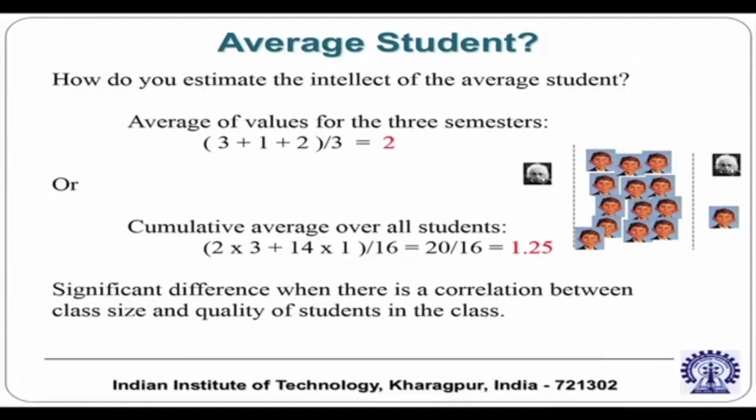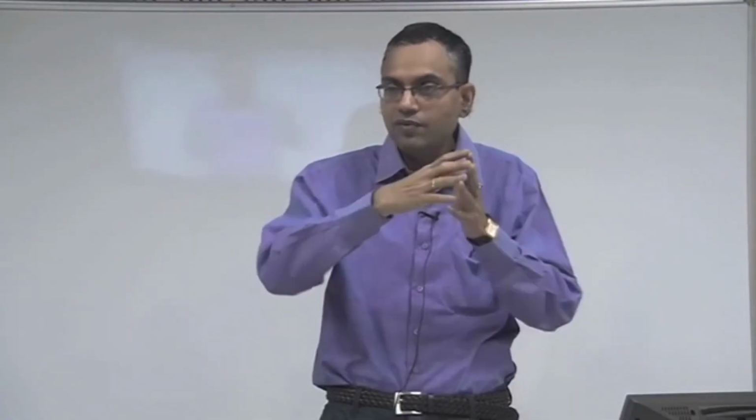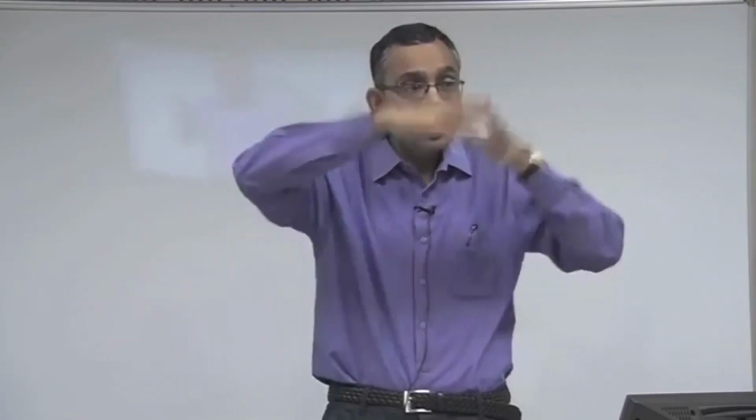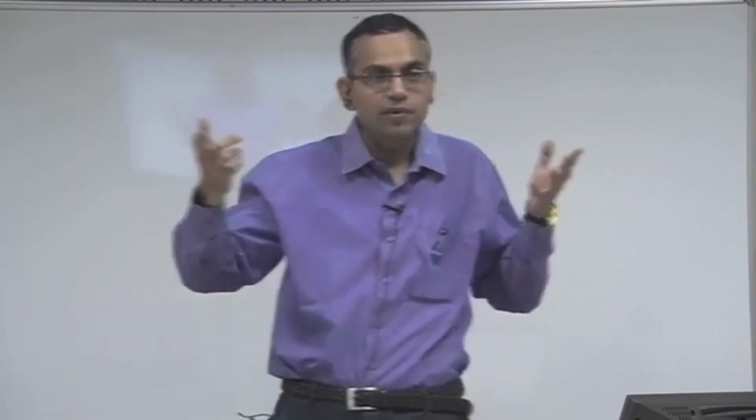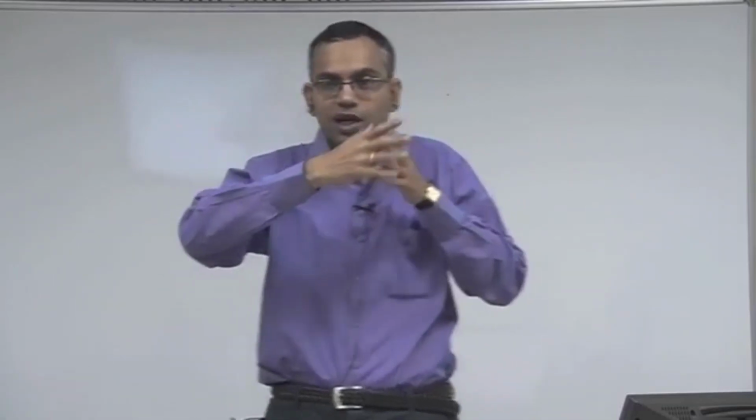Because these 2 things are grossly differing, and this difference is there because of a fundamental statistical reason, that there is a correlation between the class size and quality of students in the class. So if you have a very small class size, you have a high probability of having the genius. If you have a large class size, you have very low probability of having the genius. You may have one genius, but not many. So there is a correlation between the class size and the intellect of the students.